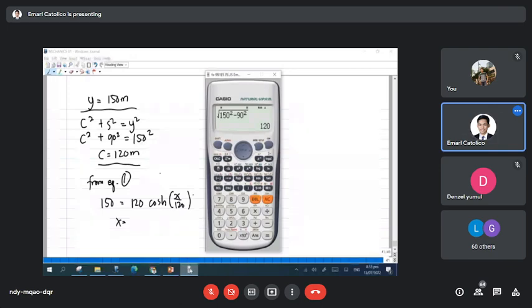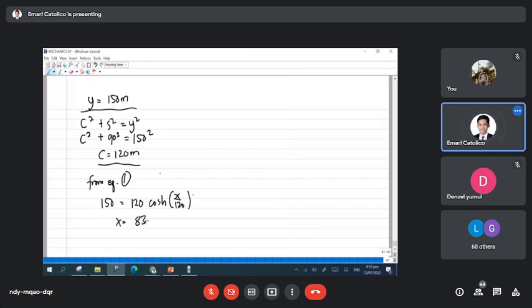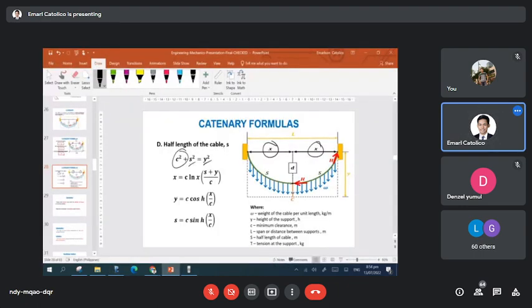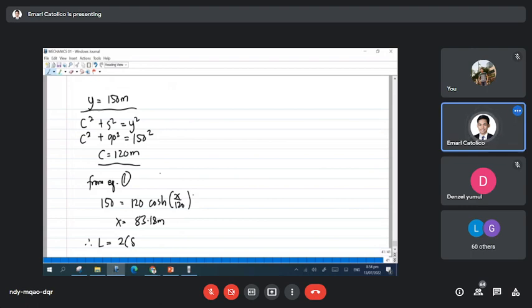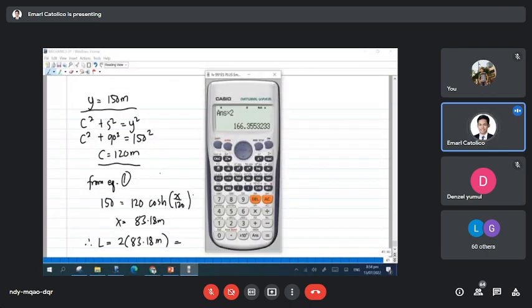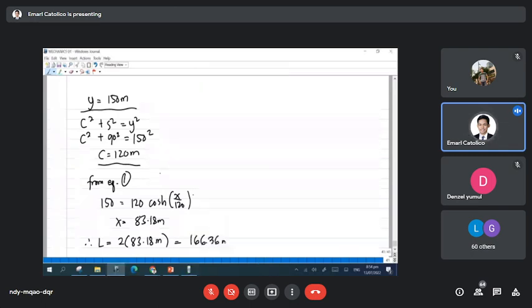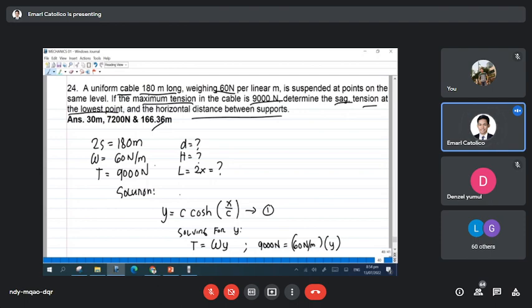Okay. Shift solve na lang to. 120 cosine hyperbolic of x over 120. So 83.18. So makukuha mo na si L, ano, which is 2 times x. So 2 times 83.18 is 166.36. So may sagot na tayong isa. So mostly chain problem kasi ito eh. Check natin kung tama. Yan, 166.36. So next na kukunin natin is yung sag na siguro.